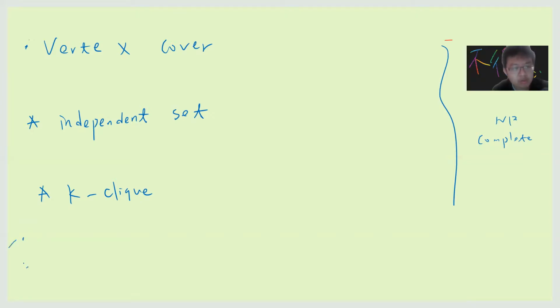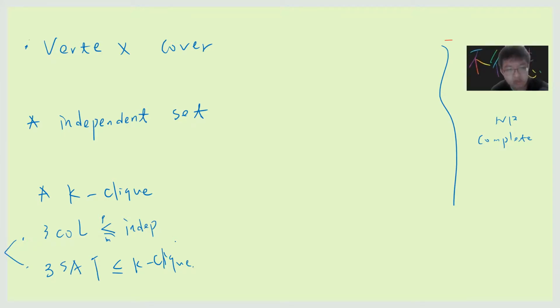One proof uses my previous video: we can prove that 3-SAT can be polynomially reduced to 3-coloring, and the 3-coloring is a polynomial time reduction to independent set. Another is much simpler: you start from 3-SAT and go directly to k-clique. So I will provide these two proofs.